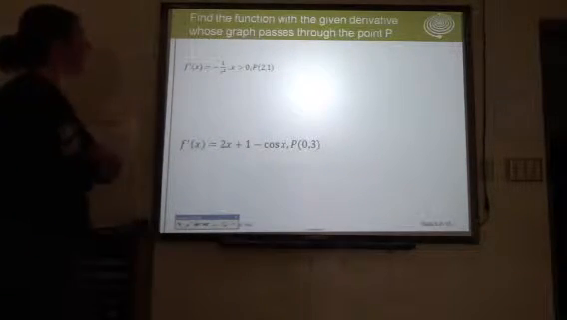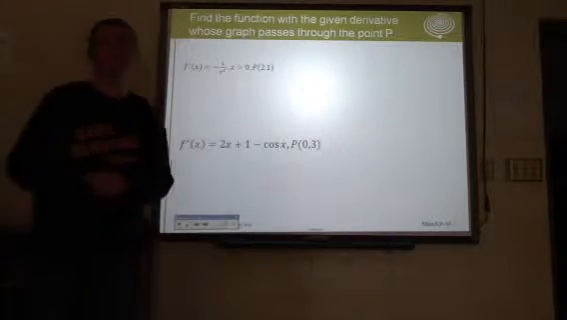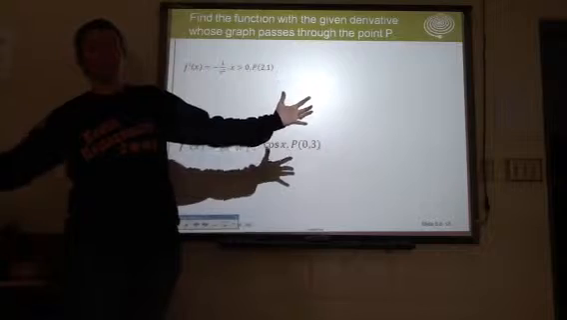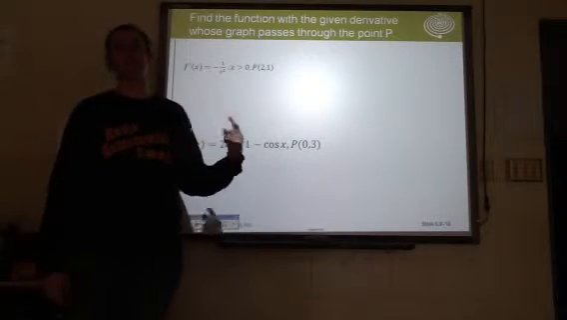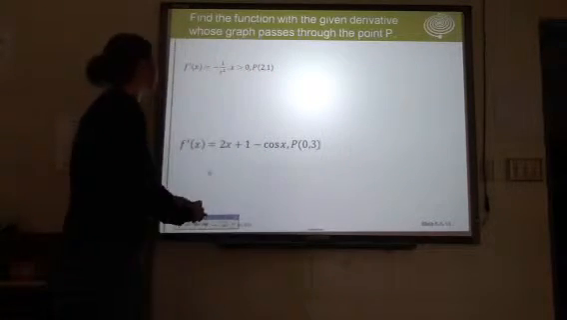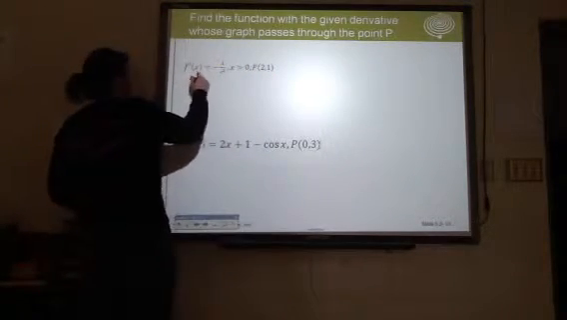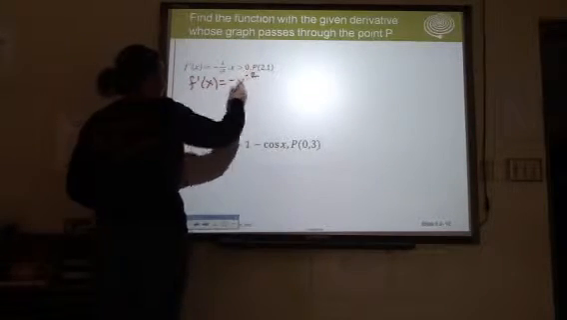Okay, so find the function with the given derivative whose graph passes through this particular point. So now instead of finding every general antiderivative with that plus c on the end, we need to figure out what that plus c actually is. And we figure that out by using this point. Our first step starts the same. So I'm going to rewrite this like this, negative x to the negative second.